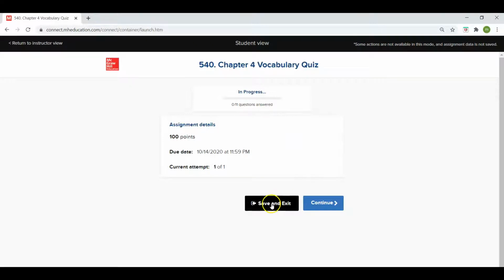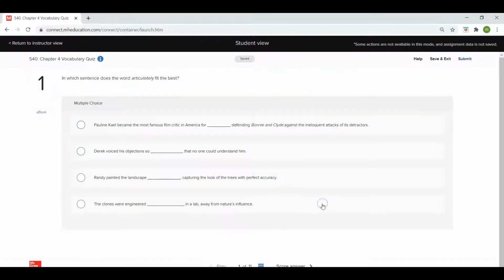So always look for and use whatever is available. So save and exit, then you're, I think, guaranteed that it will be saved. All right. So let's go ahead and, in my case, continue. In your case, we would click begin.